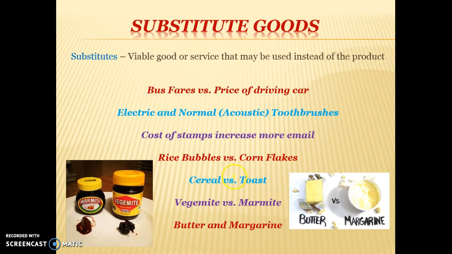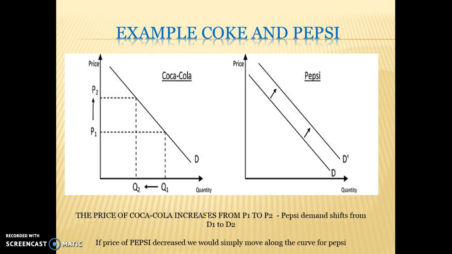Rice Bubbles and cornflakes, cereal versus toast. Vegemite versus Marmite, butter versus margarine. Products that can be used instead of each other. And how does that affect the demand curve? Well, let's look at one for Coke and Pepsi, a very common type of substitute product. In this case, the price of Coca-Cola has increased from P1 to P2. So there has been a contraction in demand for Coca-Cola because of the higher price.